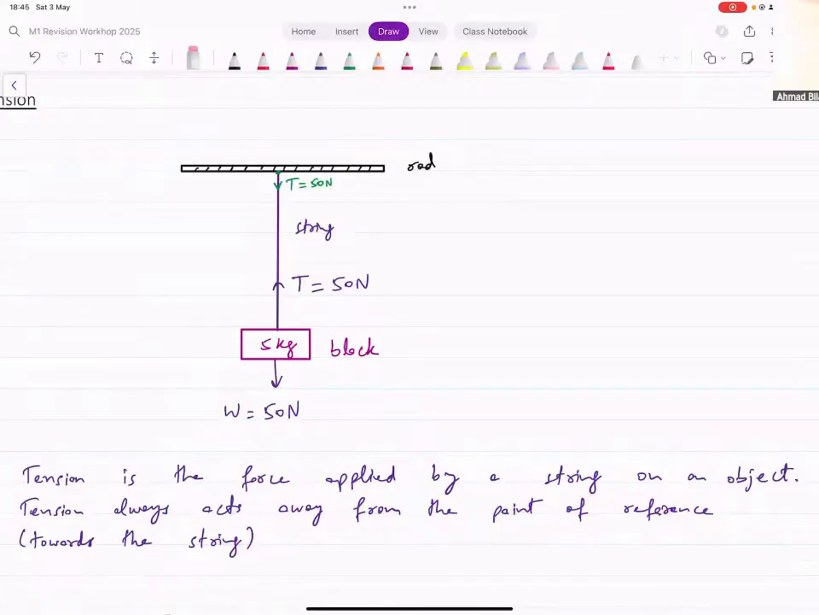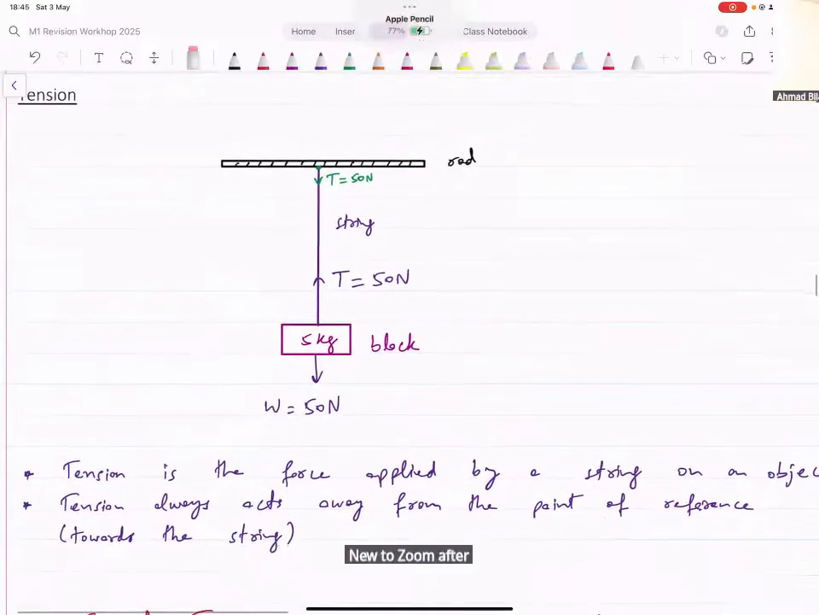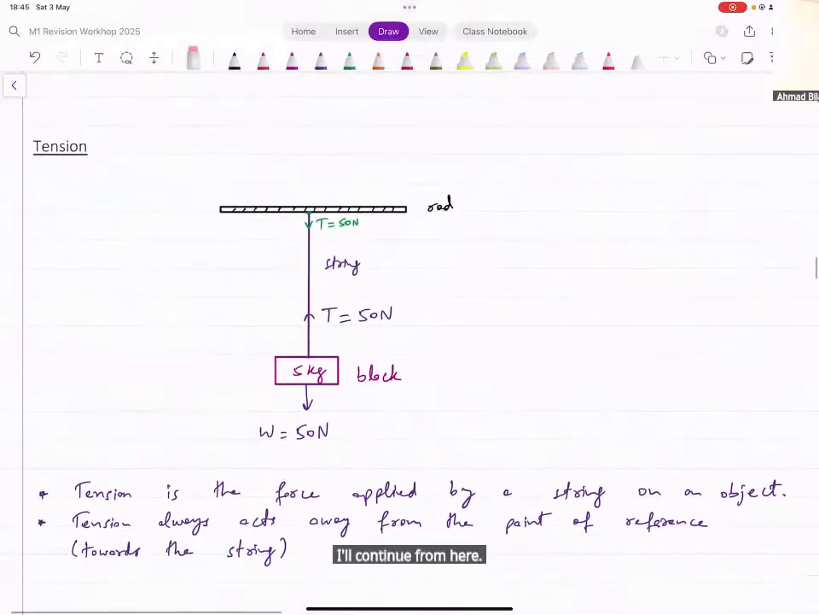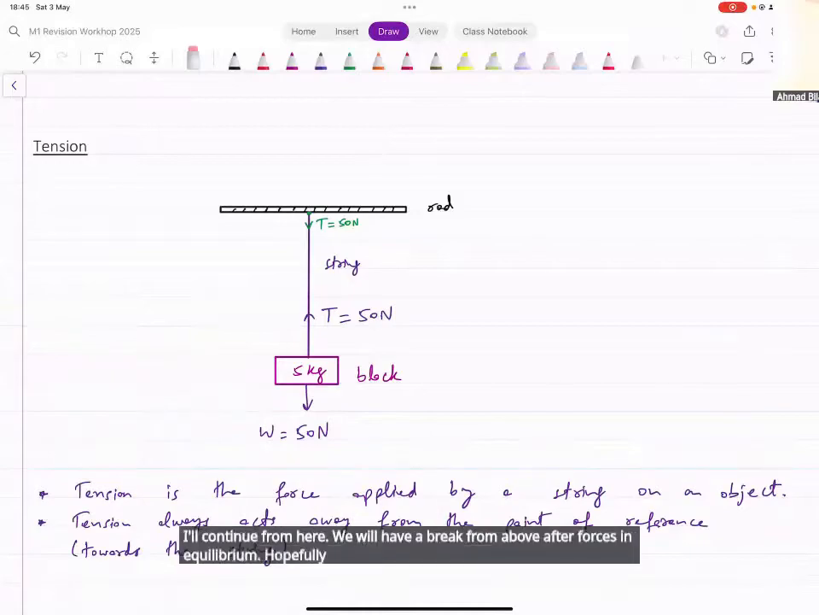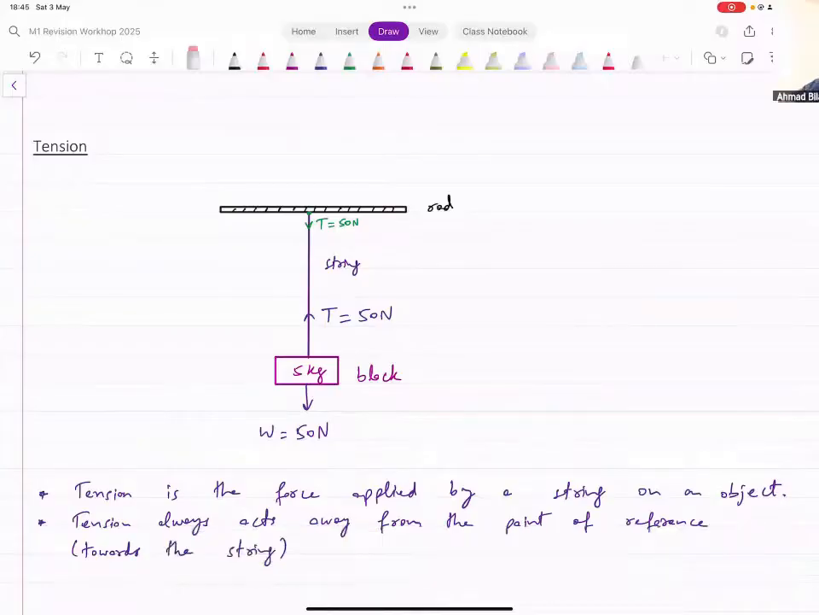Okay, so this is going on. We'll have a 1 minute break, and then we resume after that. I'll continue from here. We will have a break for Maghrib after forces in equilibrium. Inshallah, hopefully we'll get done with it in about 20 minutes, and then we will talk about the next forces.